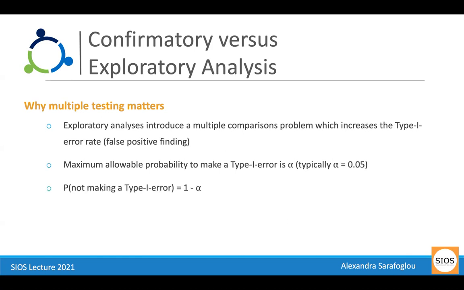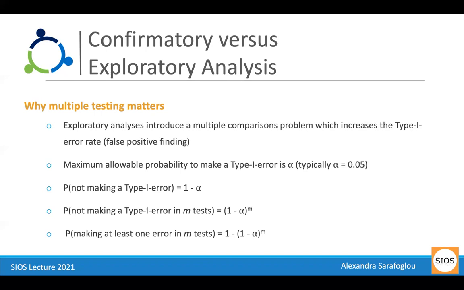Which means that the probability of not making a type 1 error is 1 minus this alpha. And then we can say, okay, what is the probability of not making a type 1 error in a certain number of tests? Then you just take this to the power of the number of tests that you're doing. And the last equation is the probability of making at least one error, so one false positive finding in a certain number of tests, is then this formula here: 1 minus (1 minus alpha) to the power of the number of tests.